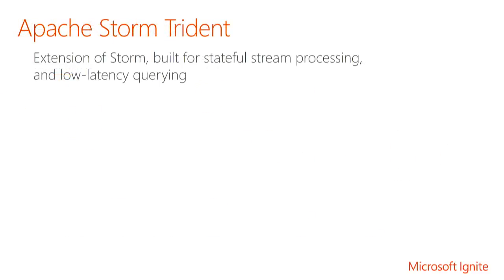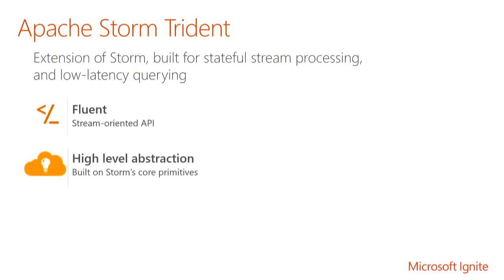And Storm also has this concept of Trident. Trident is an extension of Apache Storm. And as they said, it is built for stateful stream processing and low latency querying. The main idea of Trident is that it is a fluent stream-oriented API that provides you a high-level abstraction to perform all the necessary computations such as averages, group bys, sums. So you don't need to go ahead and implement all of that code. Trident will do that for you.